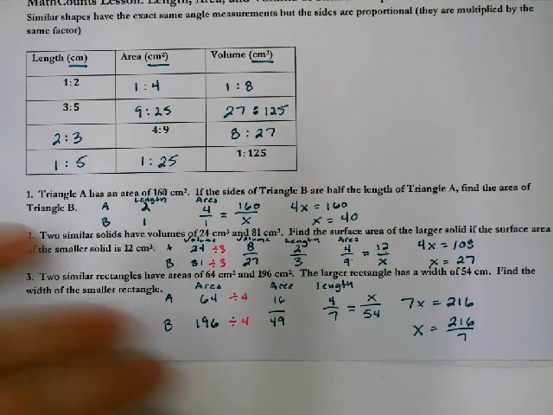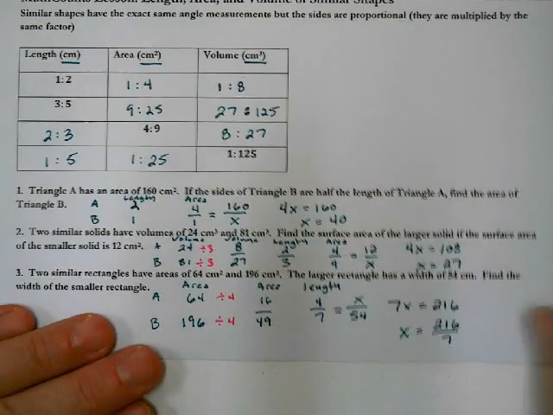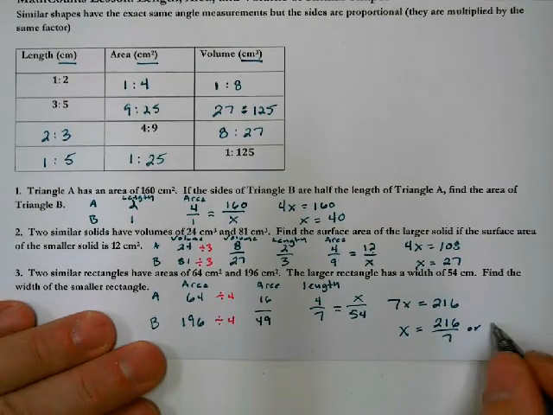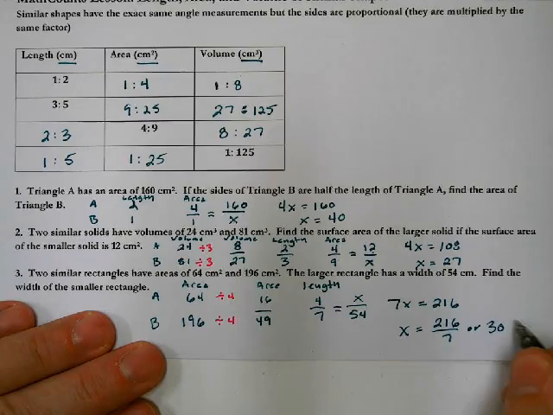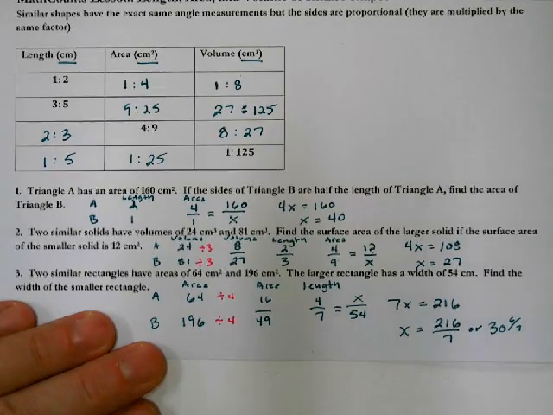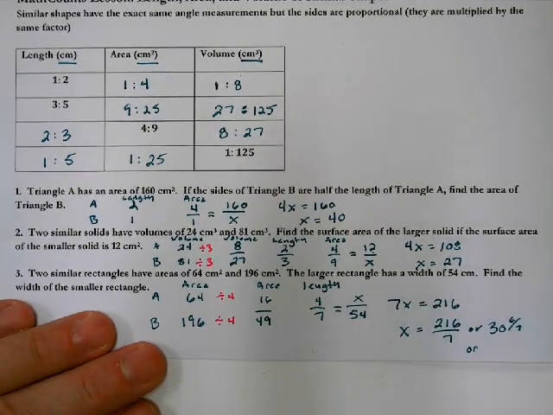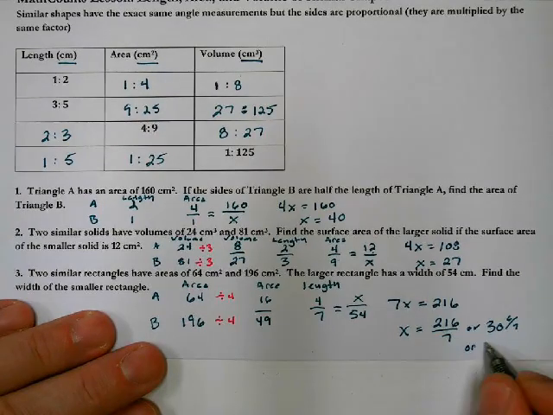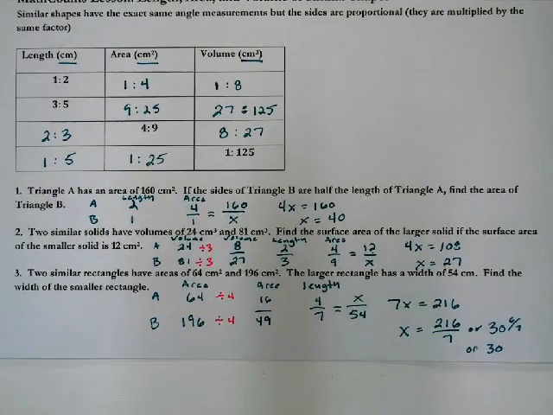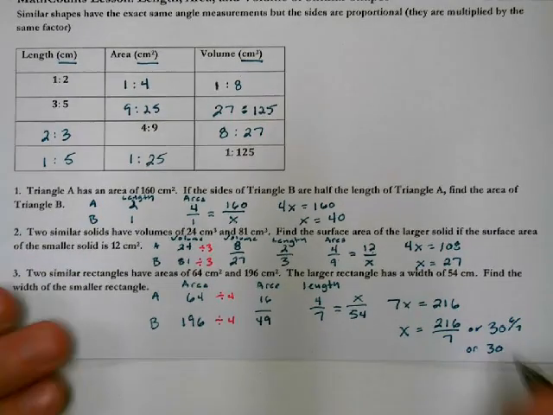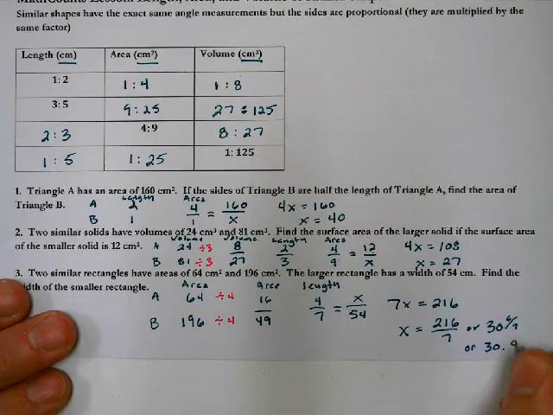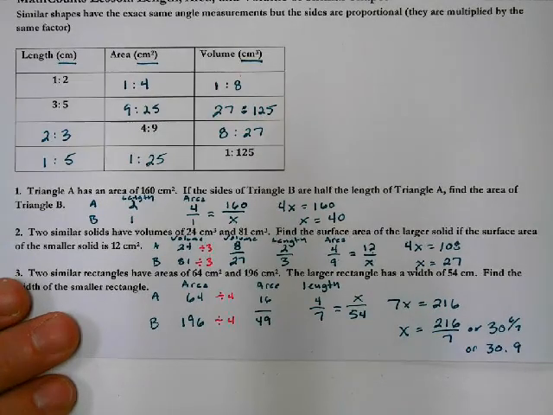Maybe they want it as a mixed numeral. So as a mixed numeral, this would be 30 and 6/7. Or if they want it as a decimal rounded to the nearest tenth or something, this would be 30.6 repeating. No, it's not. 6 over 7, dang it. Why did I think it was repeating? It comes out to 0.9-ish. And it ended up being 30.857, or that'd be about 30.9-ish around there.